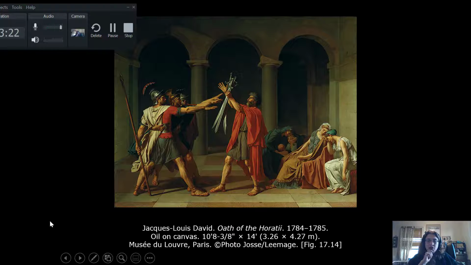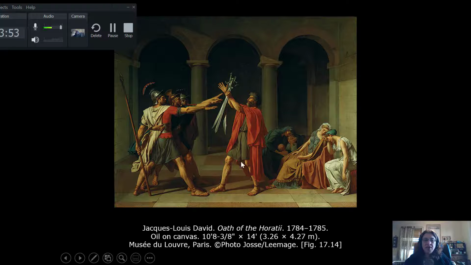This is an artist. Now his last name is spelled like David, but it's pronounced David because the French sometimes are a little crazy in the way they pronounce things. So this is Jacques-Louis David, and this is the Oath of the Horatii. And this is a story, or an interpretation of a story. Maybe it took place, maybe it didn't. But it's right around the time of the Revolution.